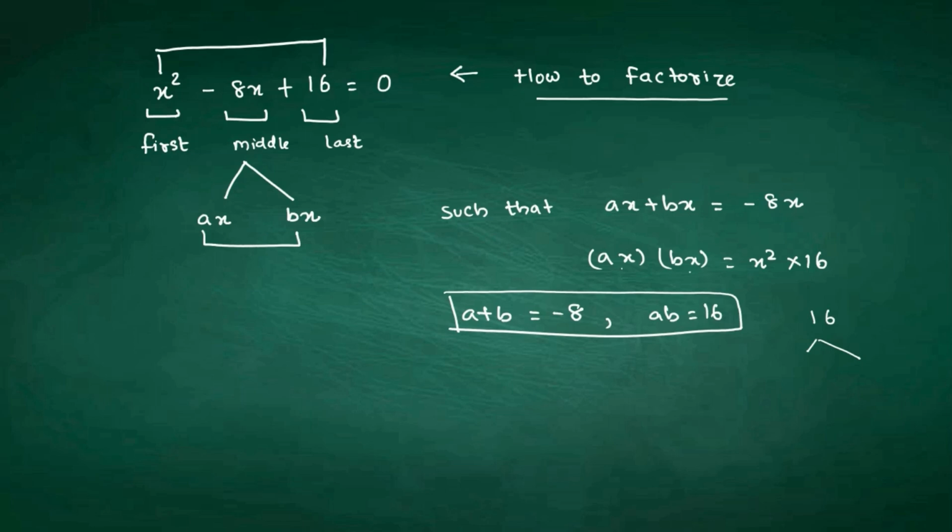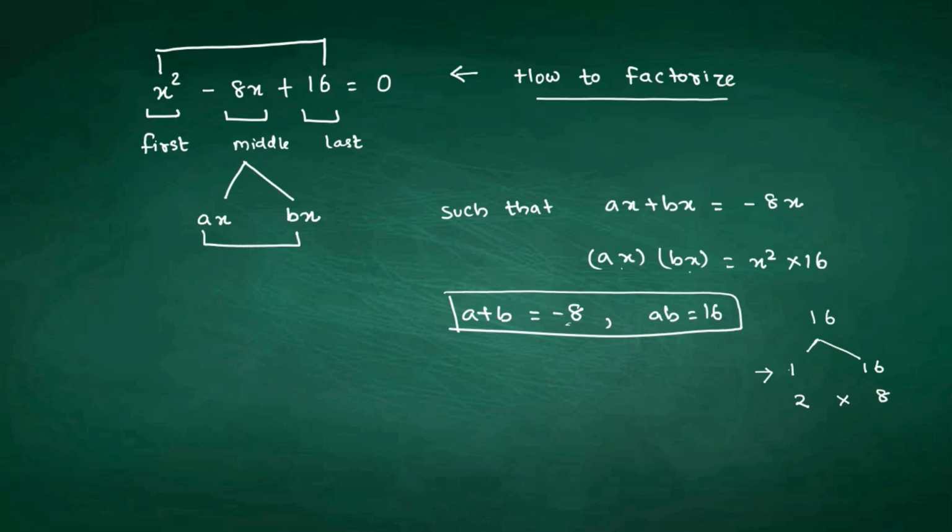So if we do that, let's start with the factors of 16. Let's say 1 and 16 be the two factors. When I multiply 1 to 16, you get 16. But if you add 16 to 1, you get 17, or if you subtract 1 from 16, you get 15, which is not equal to 8. So we will not consider this case. Next, we can say 2 when multiplied to 8 gives you 16.